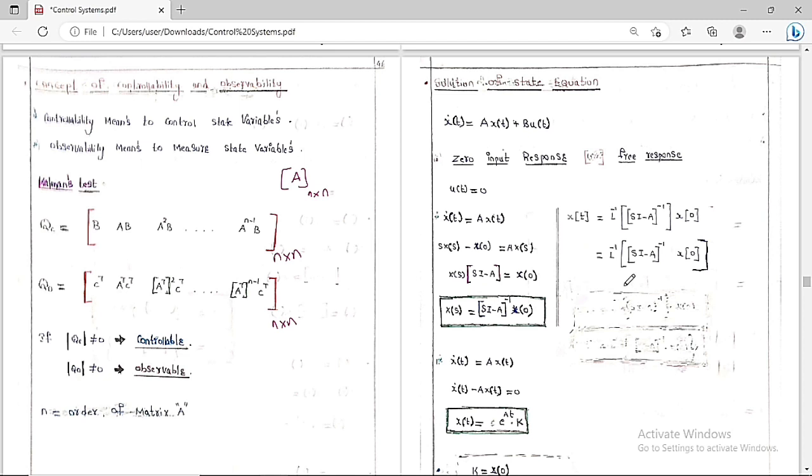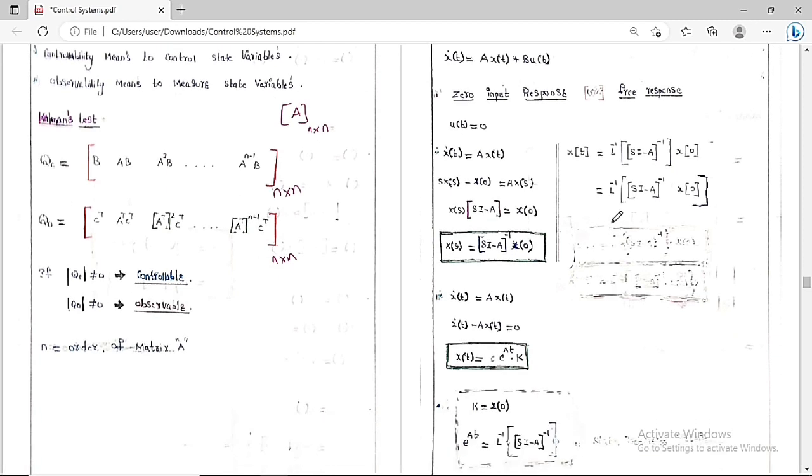So if we apply the Laplace inverse, we get the Laplace inverse of (sI - A)^-1 into x naught. But x naught is a constant, so we can take it outside. Therefore, x(t) = Laplace inverse of (sI - A)^-1 into x(0). This is the response that we get, x(t), for the input equal to 0.